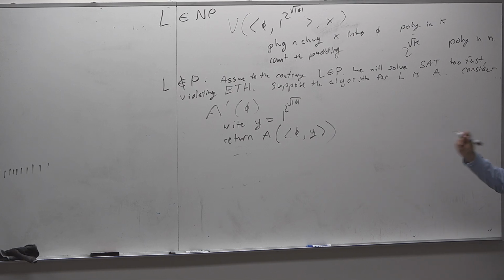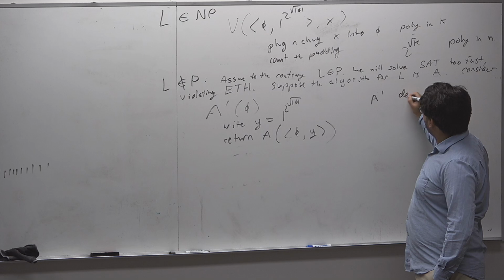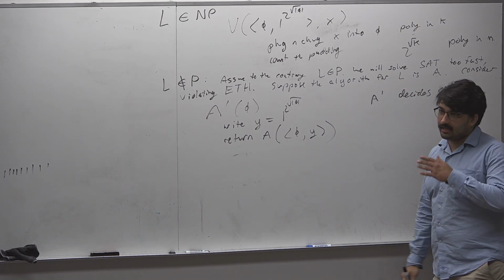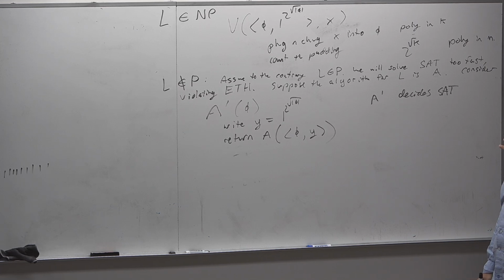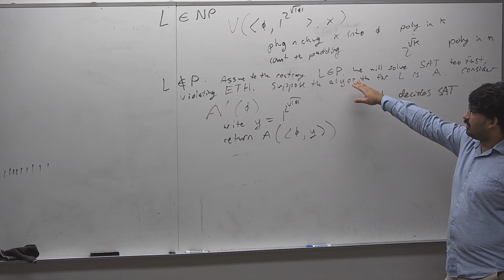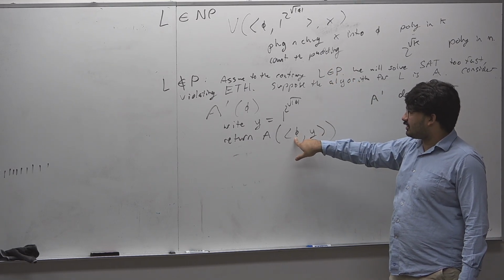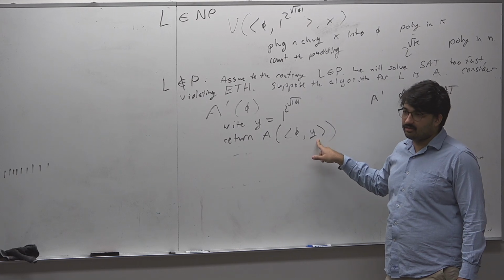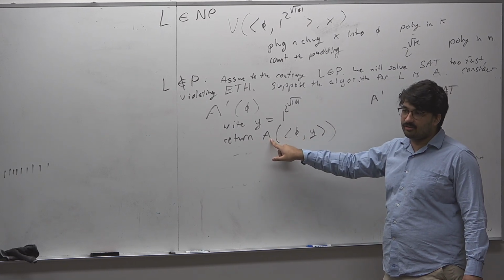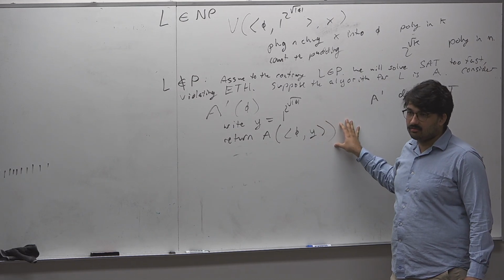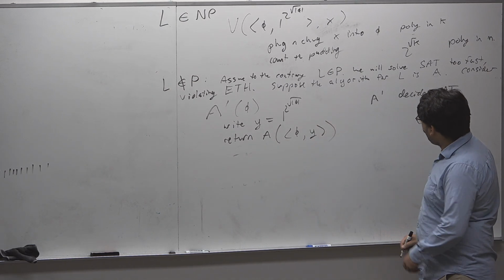Do we agree, first off, that A prime is correct? Does A prime decide SAT? Why? Because A decides L. And it is the case that this is in L if and only if phi is satisfiable, among another condition. So phi must be satisfiable if A returns it. All A prime does is fix the padding in such a way that it can call A. Okay? What is the time that A takes?